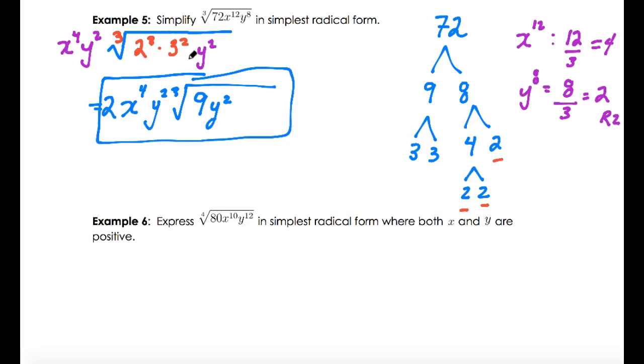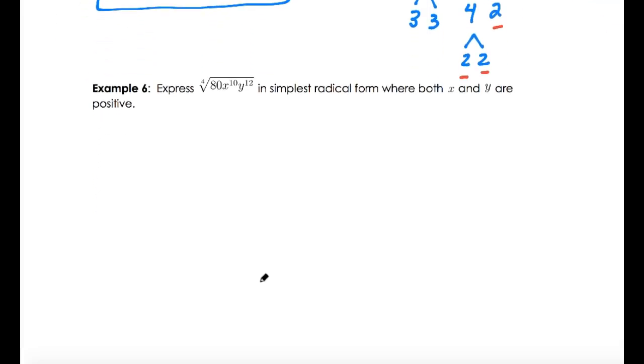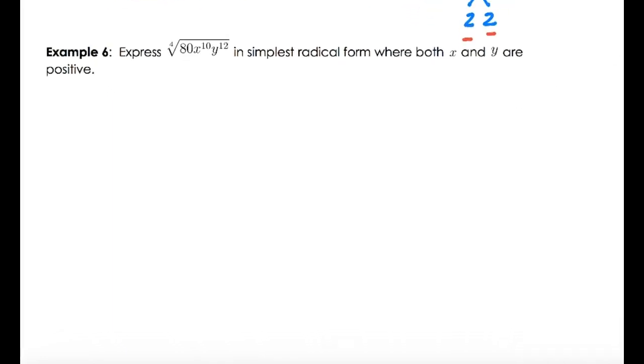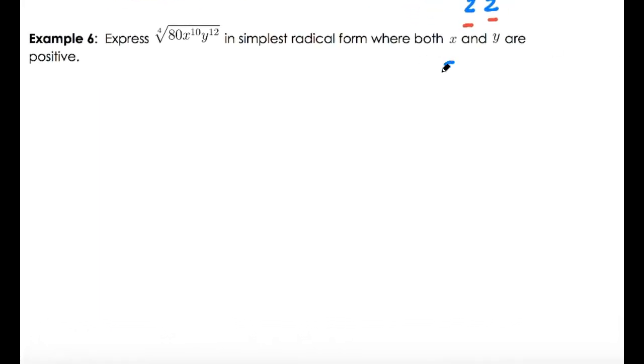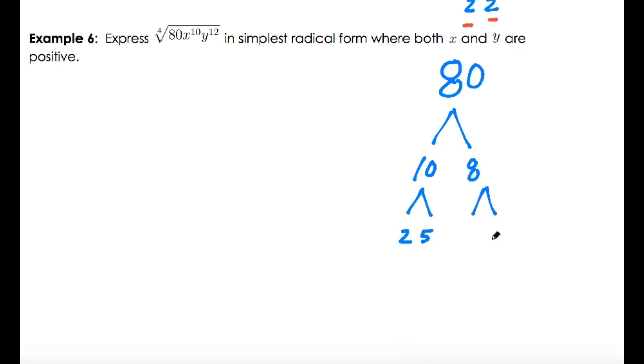Now let's look at example number 6, and we'll show you a couple ways to break down the variables if you don't like that division. So this is a fourth root now. I want everything that's underneath the radical to try to be raised to the 4th power if possible. So here's 80. We're going to break that down into 10 and 8. 10 breaks down into 2 times 5, and 8 goes to 4 times 2, and then 4 breaks down to 2 times 2.